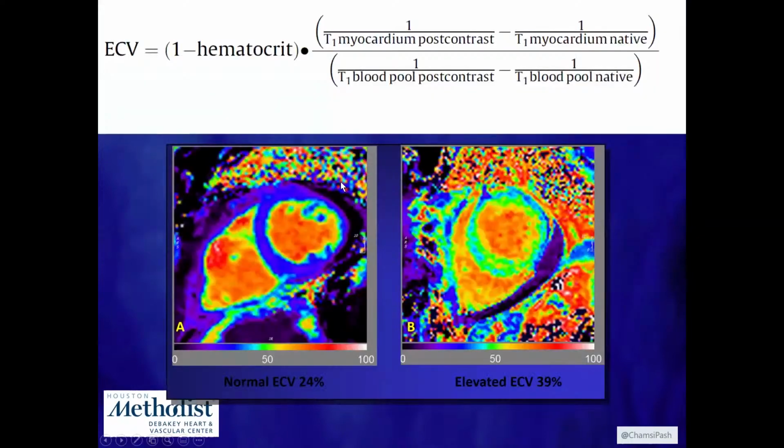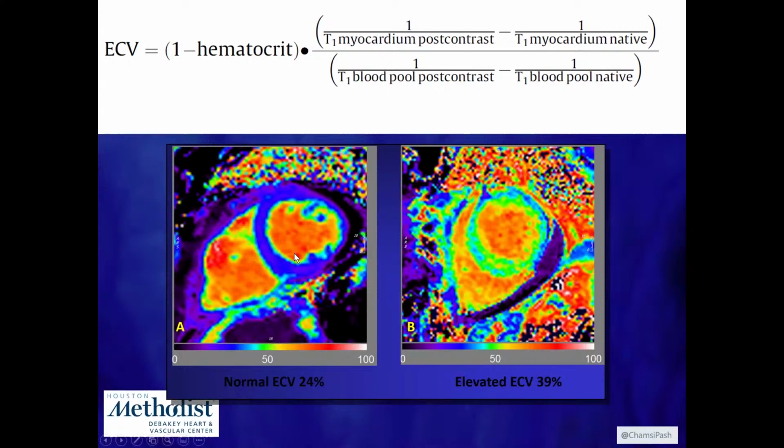Using the T1 time of the myocardium pre and post contrast, and the T1 time of the blood pre and post contrast, because we know that contrast will shorten the relaxation time of the blood and the myocardium, if I'm interested in looking at the extracellular volume, you can plug through this equation, taking into account the patient's intracellular component, which is the hematocrit, and calculate the patient-specific extracellular volume.